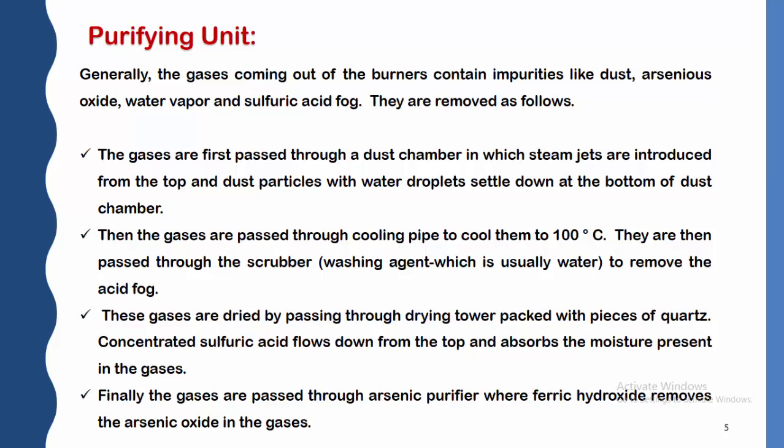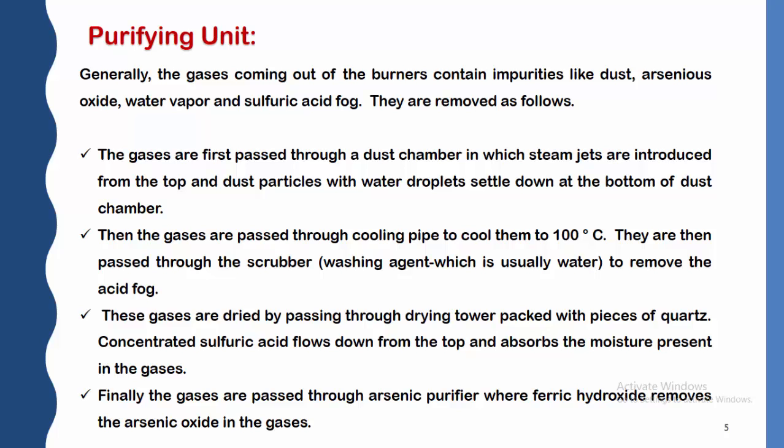And then there is one more purifying unit, that is the arsenic purifier. Finally the gases are passed through the arsenic purifier, where ferric hydroxide removes the arsenic oxides in the gases, if present. So likewise, the purifying unit contains 4 chambers. One is the dust chamber, second is the scrubber, third is the drying tower, and fourth is the arsenic purifier. If the gases pass through these, then finally we get pure sulfur dioxide as well as oxygen.